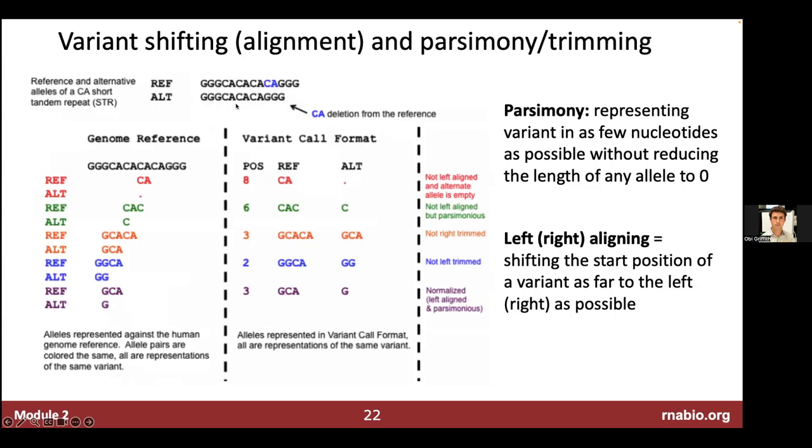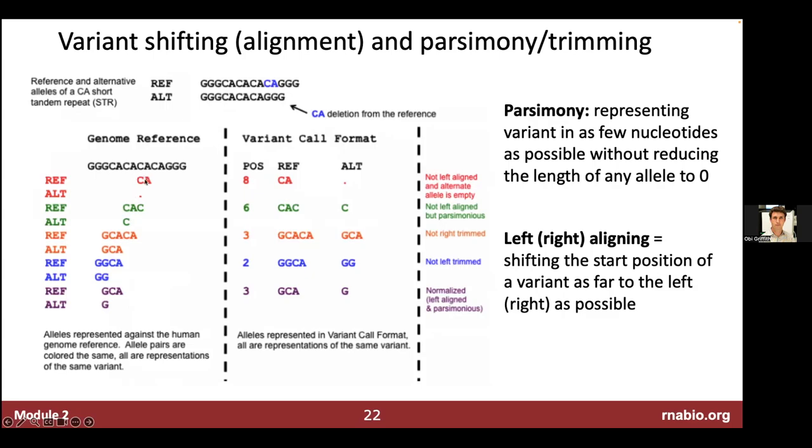But now you're trying to represent that variant and tell someone else about it. Which CA do you say is deleted? And people don't agree on that either. So the community is full of different standards and formats. Like we should always left shift. We should always right shift. We should always mention the base before the deleted thing in the reference. And so these are all ways that you could represent that same alteration.